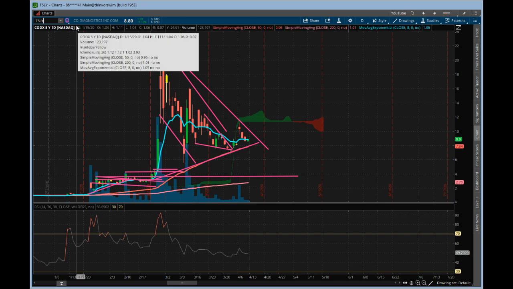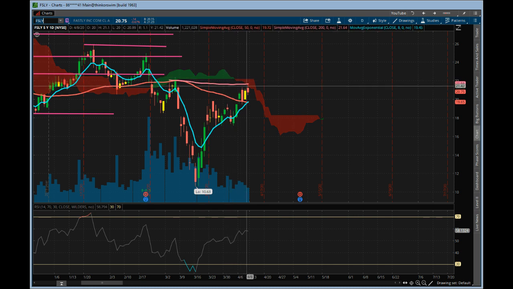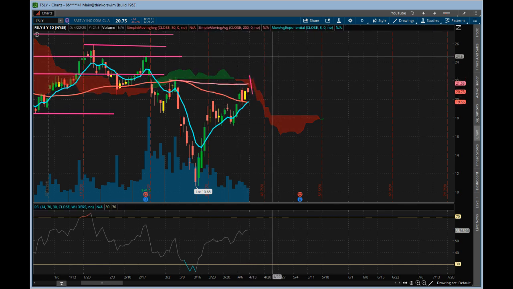FSLY. Let's take a look. So here we are, right at its fresh 200 moving average. It looks like an anchored VWAP. Upper shadow right here. See if it can close above this, get above the cloud, and try to work its way up before that cloud starts to drop again.